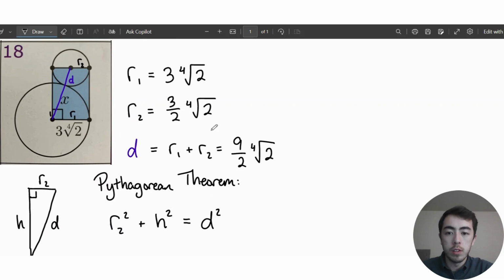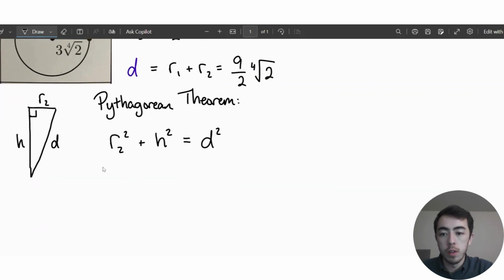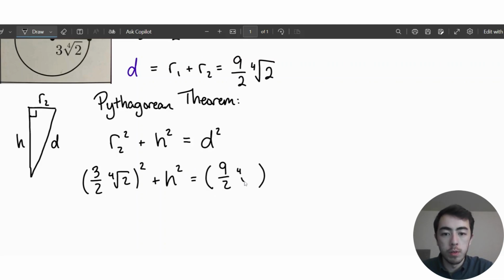Looking above, R2 is this value, so I'll go 3/2 the fourth root of 2, squaring that because of the formula, plus h squared, still don't know that, equals d squared, and that's going to be 9/2 times the fourth root of 2, also squared, and that's just coming from the Pythagorean theorem.